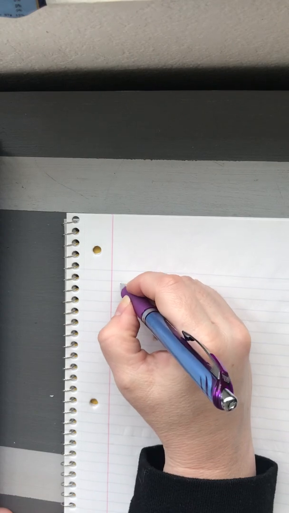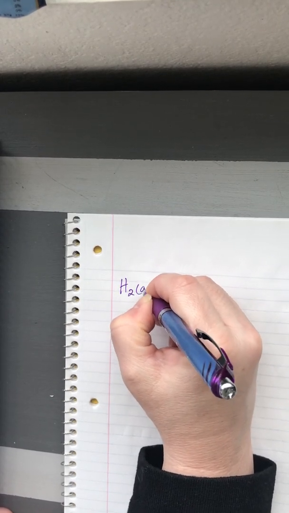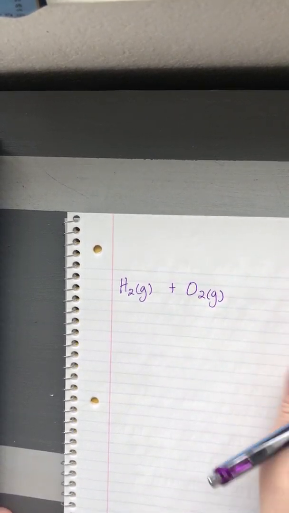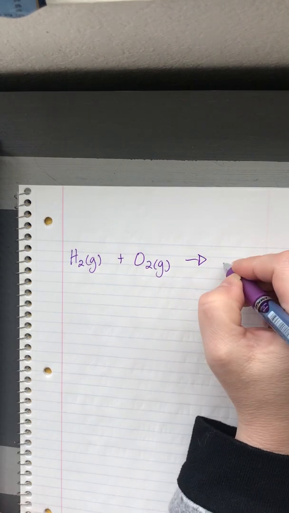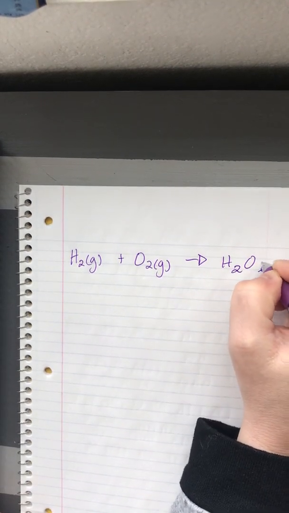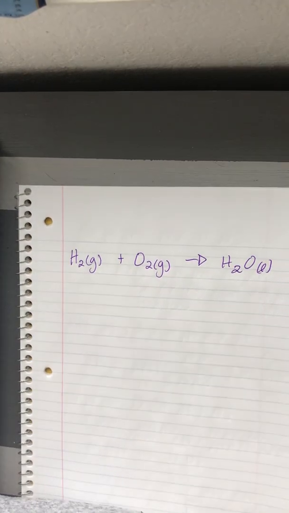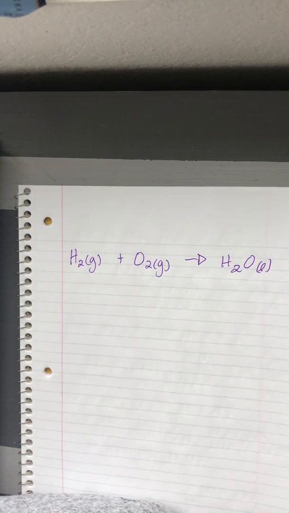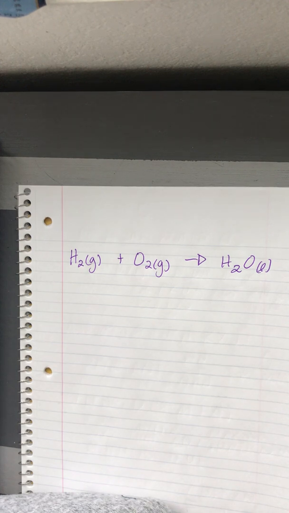So let's say we have hydrogen gas and oxygen gas combining to make water, right? So why did I write H2 instead of just H? Because you need to know how many you have. Because it's a gas, but specifically, there's two hydrogens.